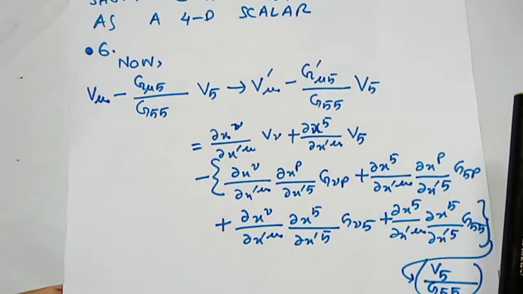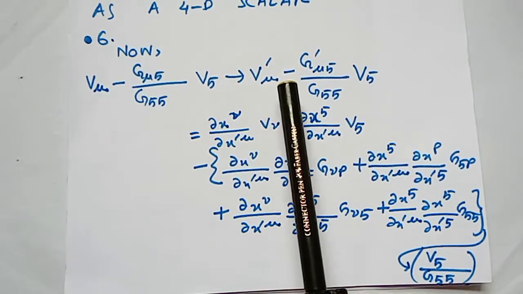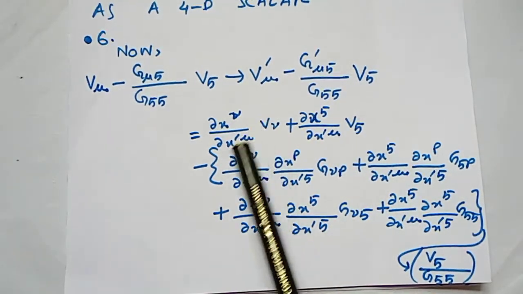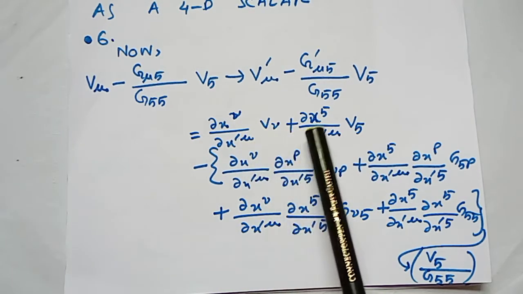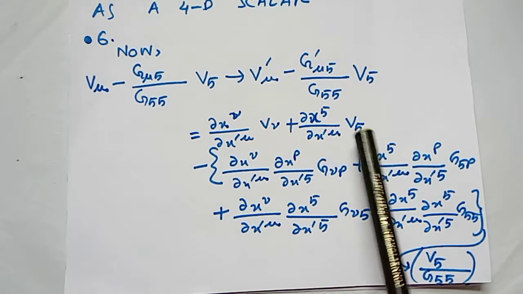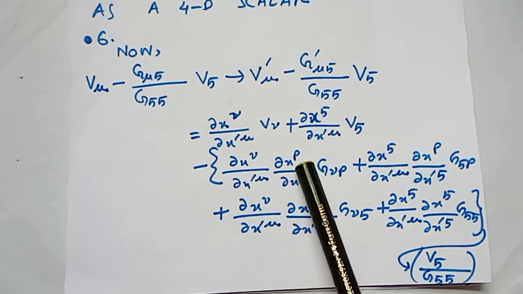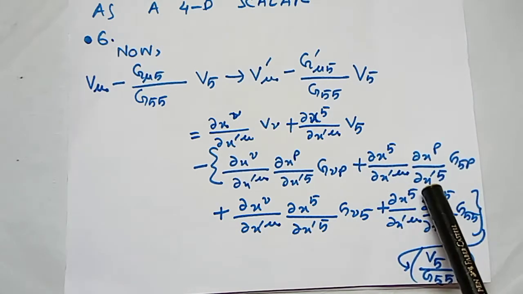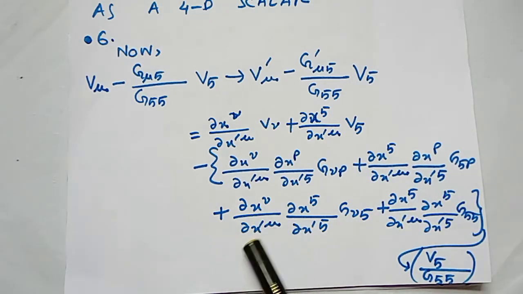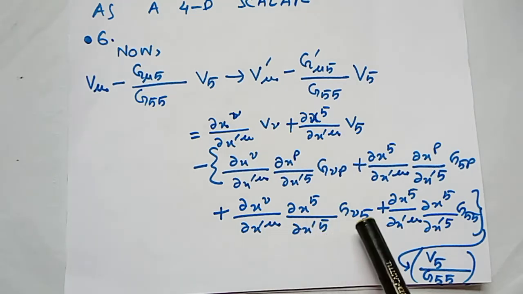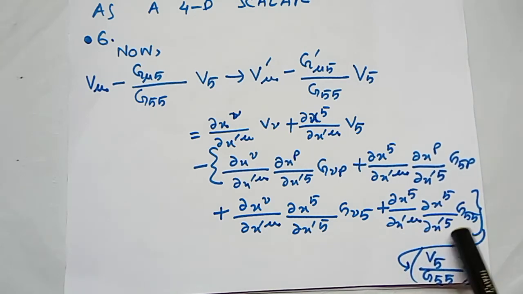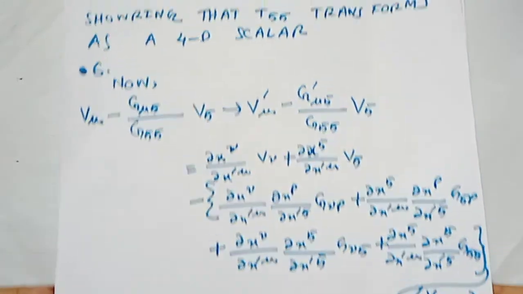We have V prime mu minus g mu 5 g 5 v 5. Now we have del x prime mu v nu del x 5 del x prime mu d v nu minus del x prime mu del x rho del x prime 5 d nu rho plus del x 5 del x prime mu del x rho del x prime 5 g 5 rho plus del x prime mu del x 5 del x prime 5 g nu 5 plus del x 5 del x prime mu del x 5 del x prime 5 g 5 and v 5 g 5. This is the relation.